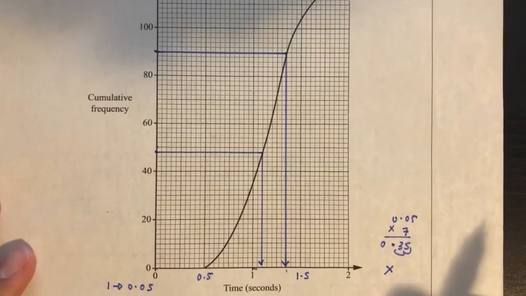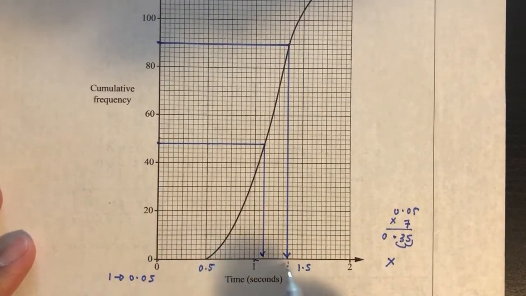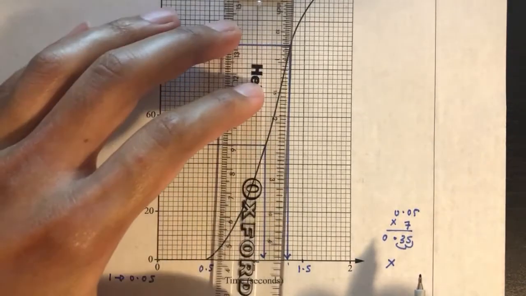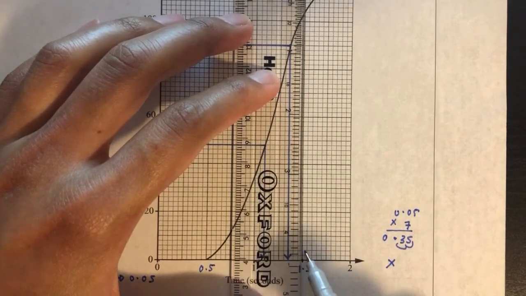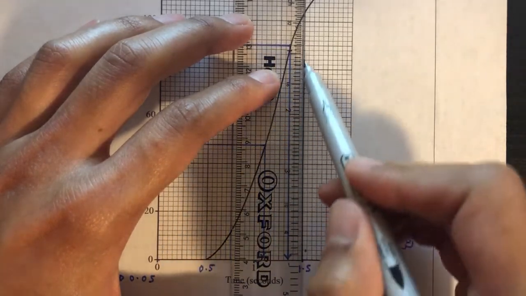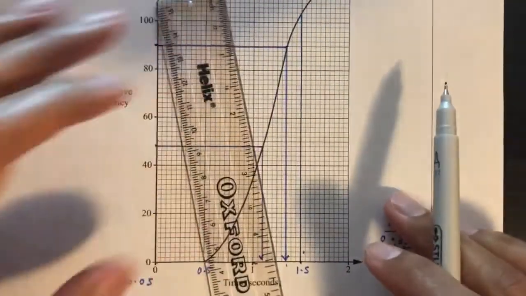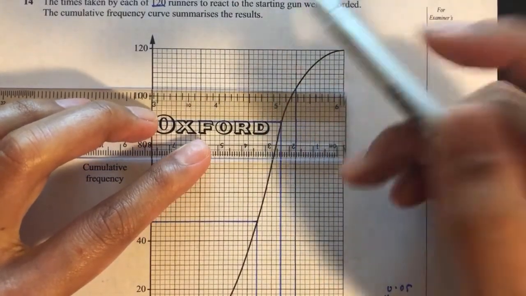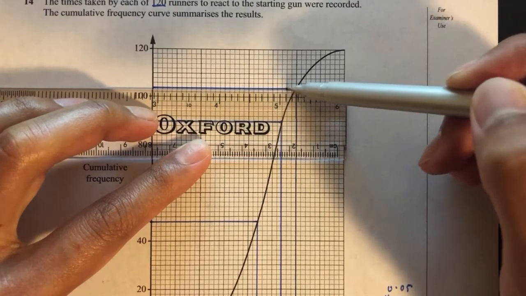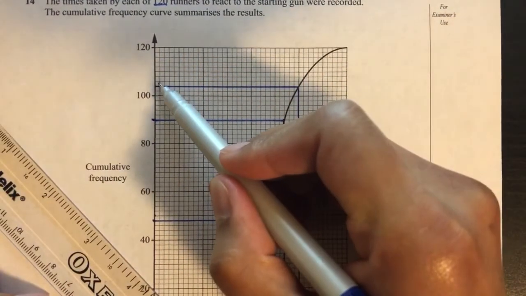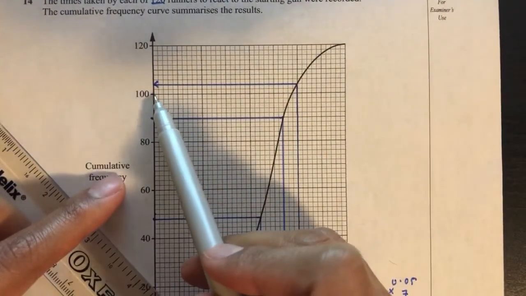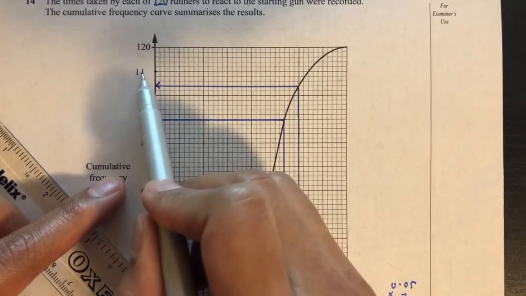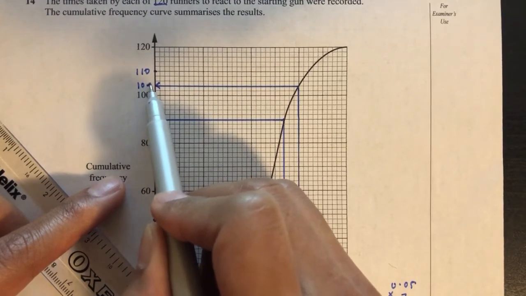So let's find where 1.5 is. So 1.5 on the graph will be here. So we have to draw a vertical line to cut the curve. Okay, so we see it cuts the curve here. Let's find the number of students who took less than this time. So here we have a number. So this is 100. This will be 110. This will be 104.